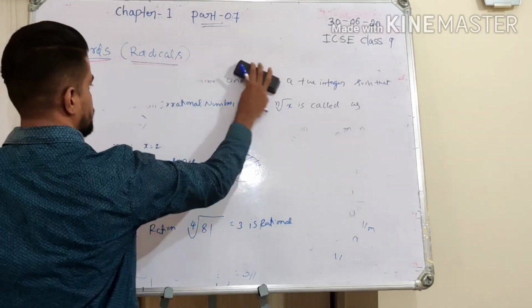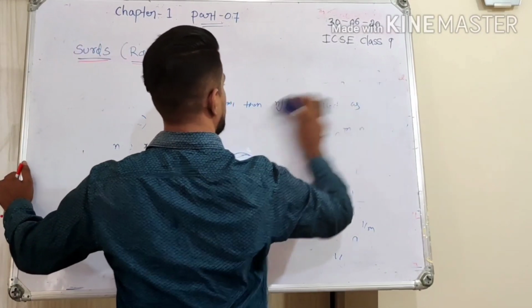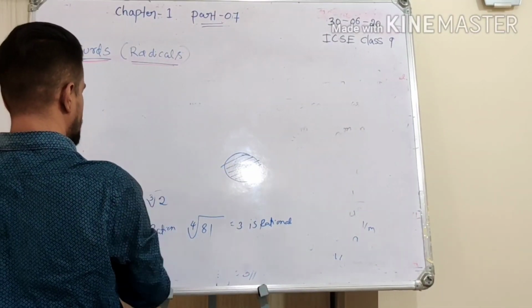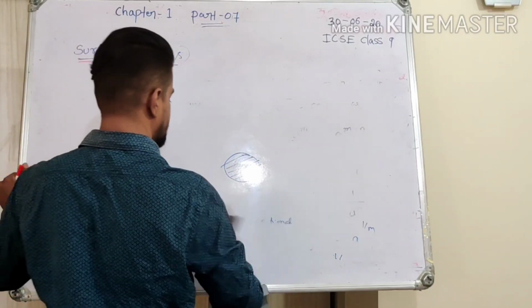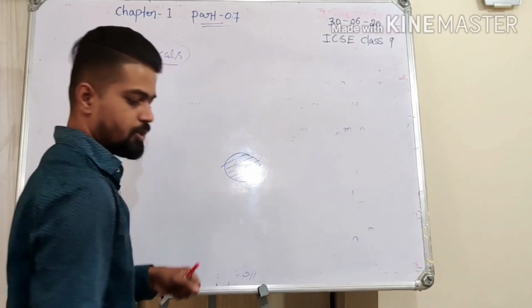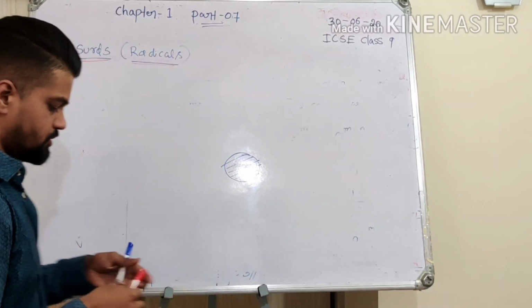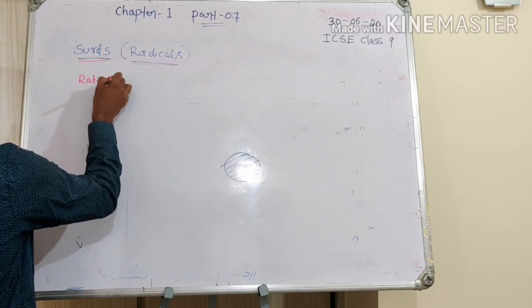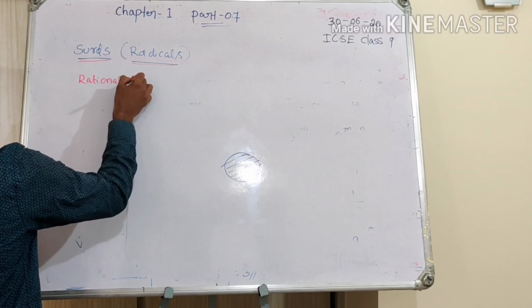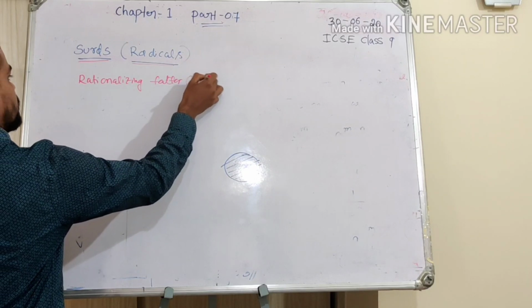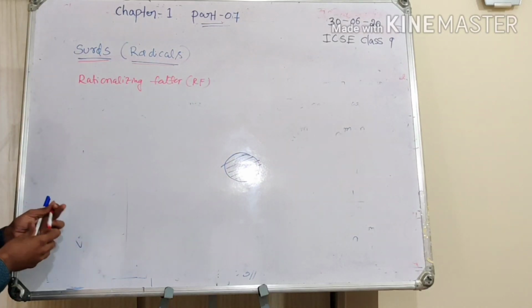So the next thing is how to do operations on surds. As surds are irrational numbers, we cannot do easy operations on them directly. So we need to convert them into rational numbers. For that, we need to know what the rationalizing factor of a surd is.